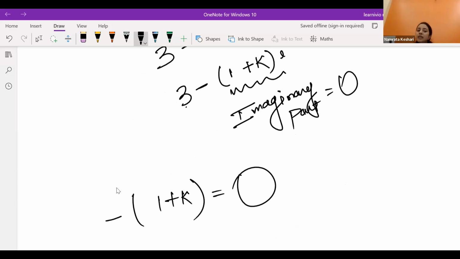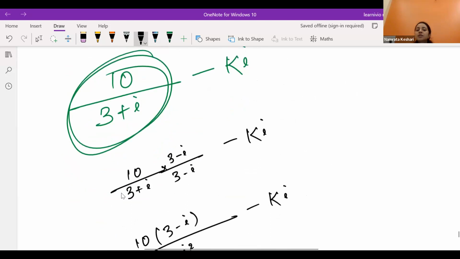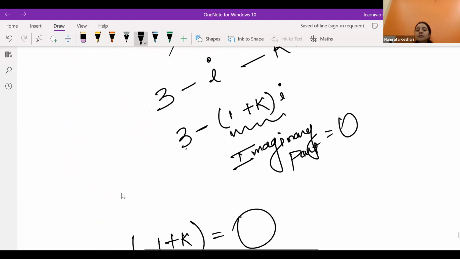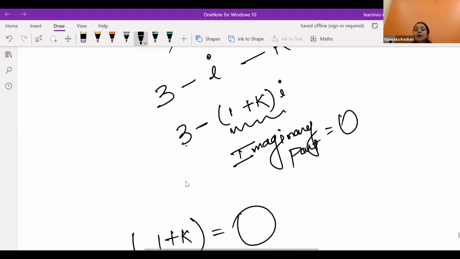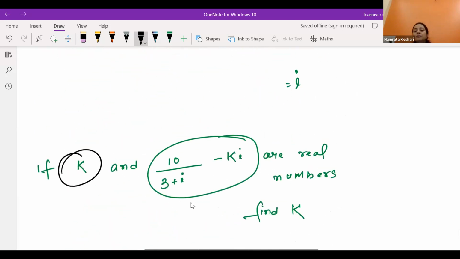और यहाँ से हम k का वैल्यू निकाल पाएंगे। आ रहा है समझ में अली और अलीना? Are you getting it? 1 plus k is 0. K value is -1. Getting it? We have just done the simplification. And at last, we have taken the imaginary part equal to 0. Why? Because it's a real number.